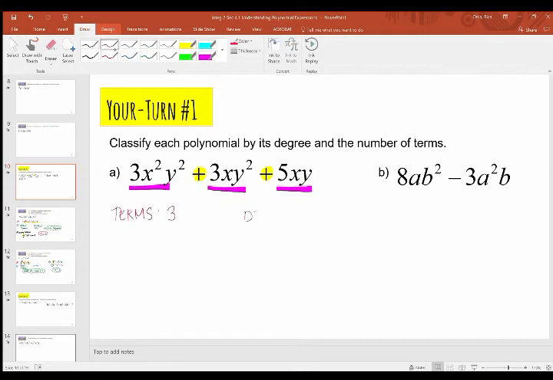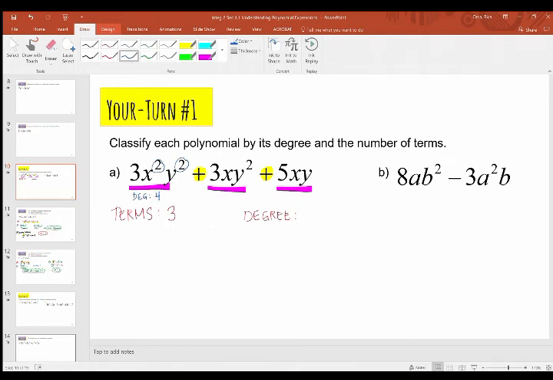Now let's identify the degree. This is the tricky part. So what you do is you have to look at each monomial. And because we have two variables in each monomial, we have to find the sum of the exponents for each one. For instance, we have 3x squared y squared. Go ahead and add the two exponents. So we know 2 plus 2 is 4. So the degree of this monomial is 4.